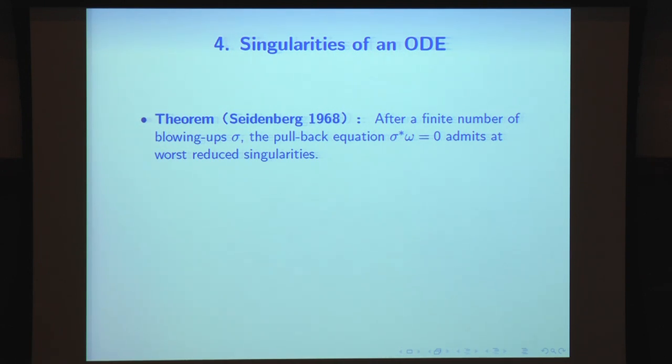Okay, there is a similar resolution of singularities for an ODE. This is due to Seidenberg. After a finite number of blowing ups, the pullback equation has at worst reduced singularities. In the family of curves, the pullback fibration is a normal crossing fibration. The result is the same.